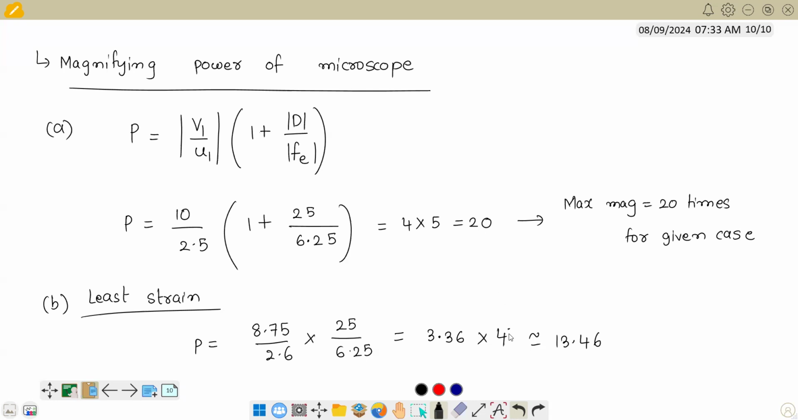So this is the power in the first case. This is the power in the second case. The formula for the second case is power equals modulus of v1 by u1 into just D by fe. So this is how we are supposed to solve this problem. Hope you understood it. Thank you.